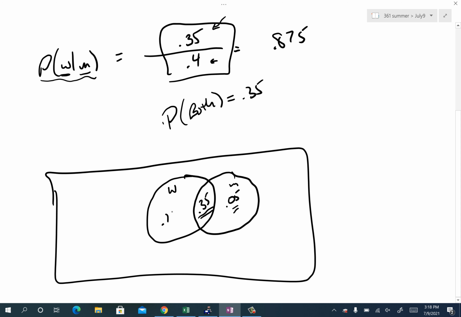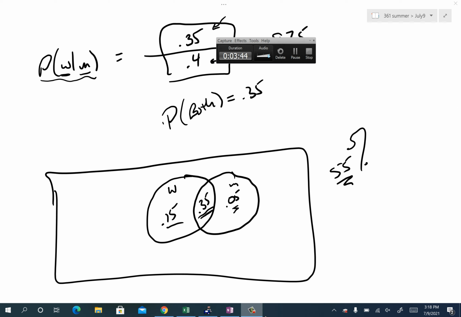Wait, what about the other 15% of the 50% of women? That's right. So it's 50%, 55% will be at least one of them watches the show. I hope that helps.